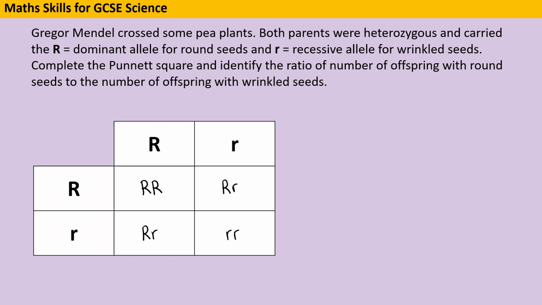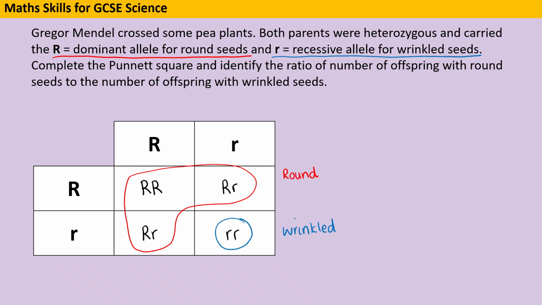So in this example, we've done a cross between 2 heterozygous parents to get the genotypes, and we're then asked to work out what their phenotypes are and identify the ratio of round seeds to wrinkled seeds. So based on the information I'm given in the question, I can see that capital R is the dominant allele, and therefore these 3 offspring are going to have round seeds, whereas our homozygous recessive offspring is going to have wrinkled seeds. So here I would be describing this as a 3:1 ratio.